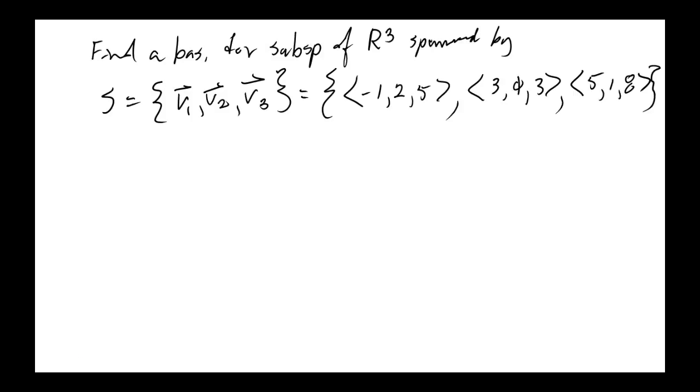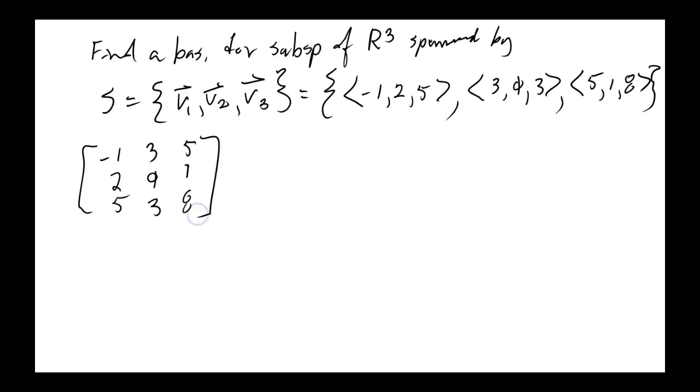Well, a basis has to span the set, so we know that we've got the set that spans it, but we don't know if they're linearly independent. So what do we have to do to see if they're linearly independent? Put it in the matrix. Okay, how would that look? Are they in columns? Yeah. Like -1, 2, 5? Yeah. 3, 0, 3, and 5, 1, 8.